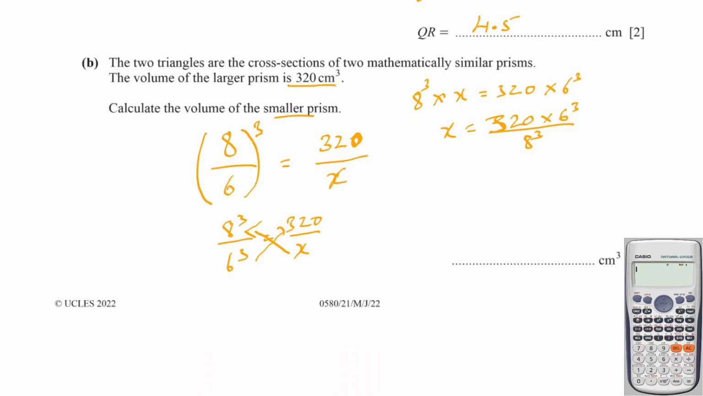So now we can use our calculator to find out the value, right? So 320 times 6 cube divided by 8 cube, that gives me the answer 135. So the volume of smaller prism cube is 135 centimeters cube.